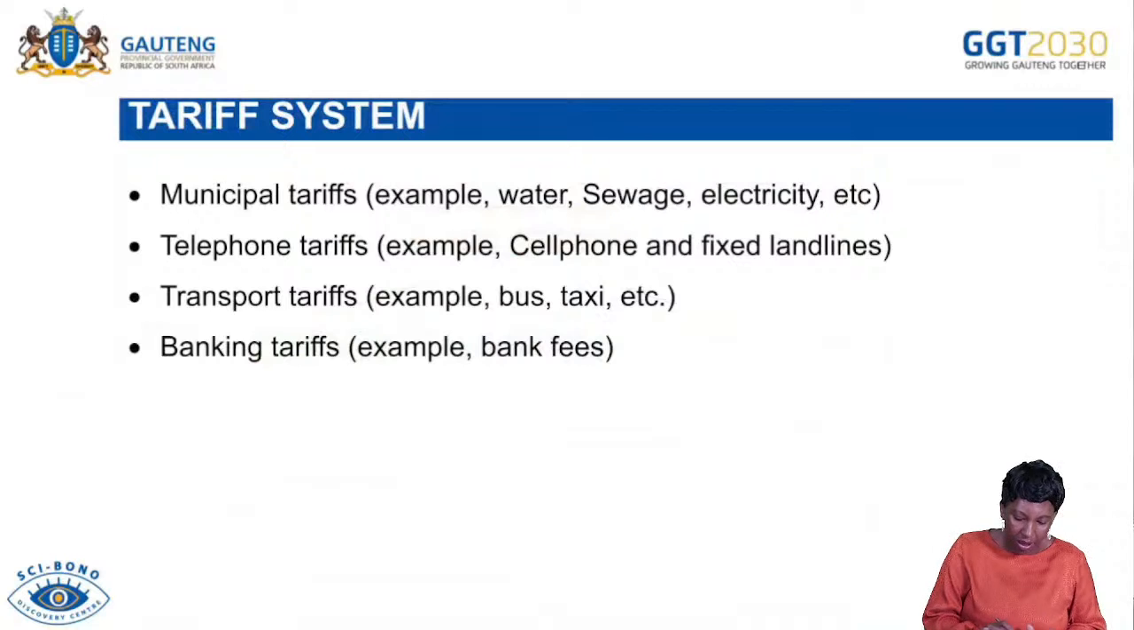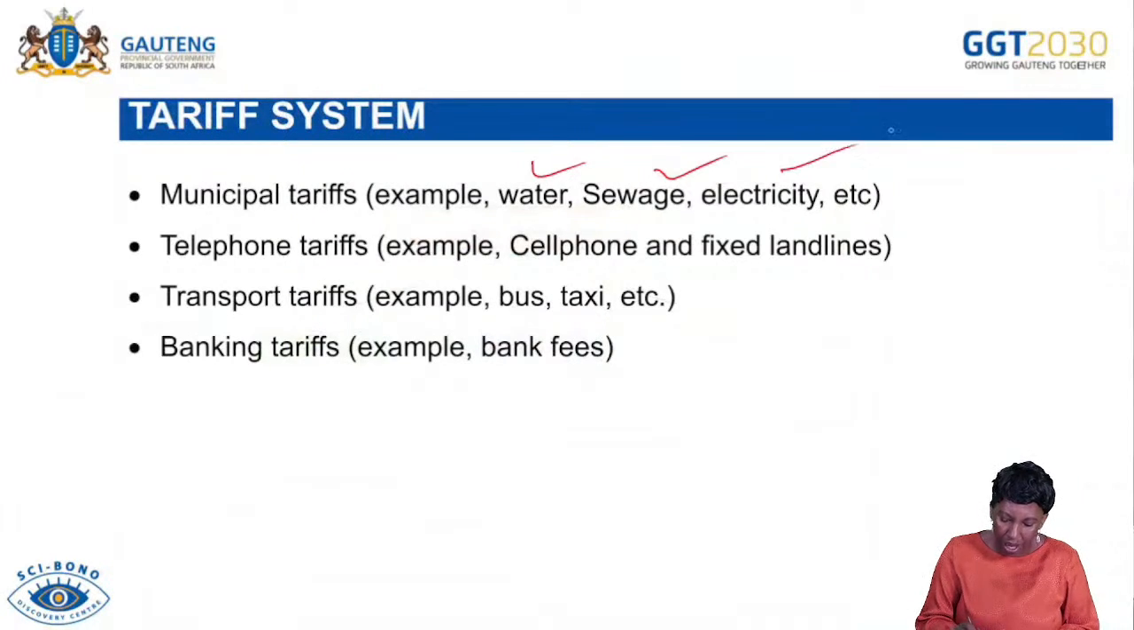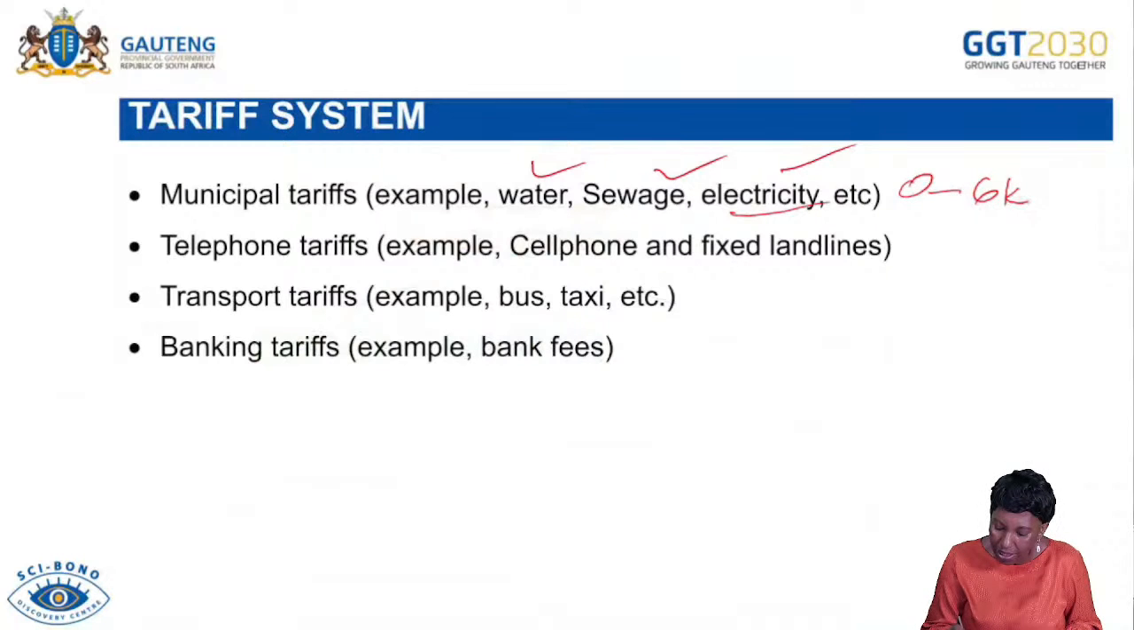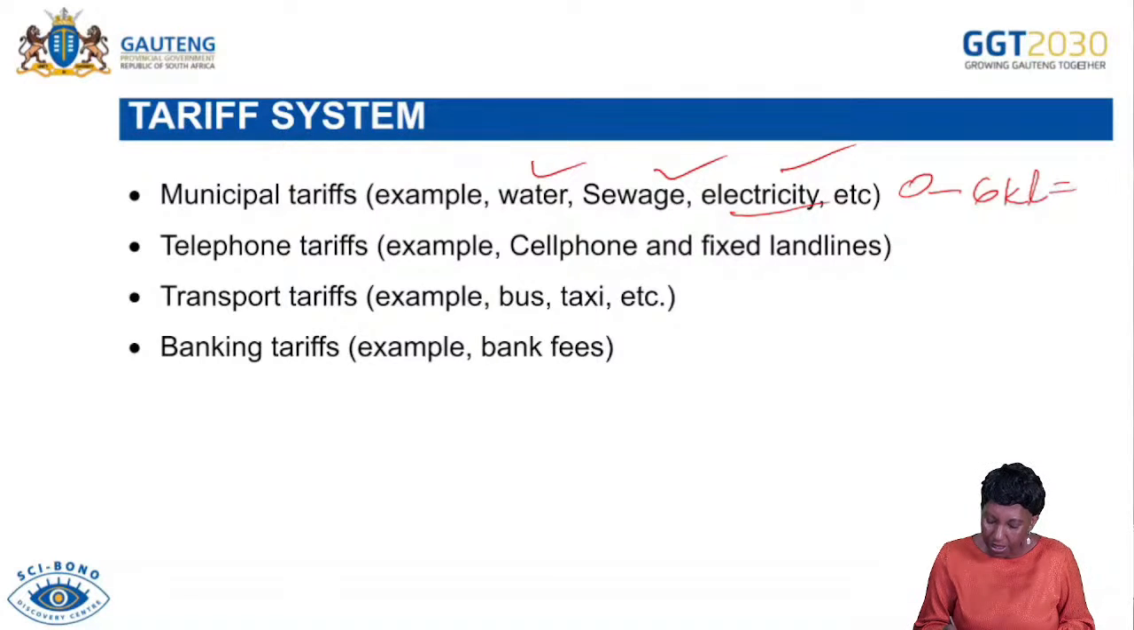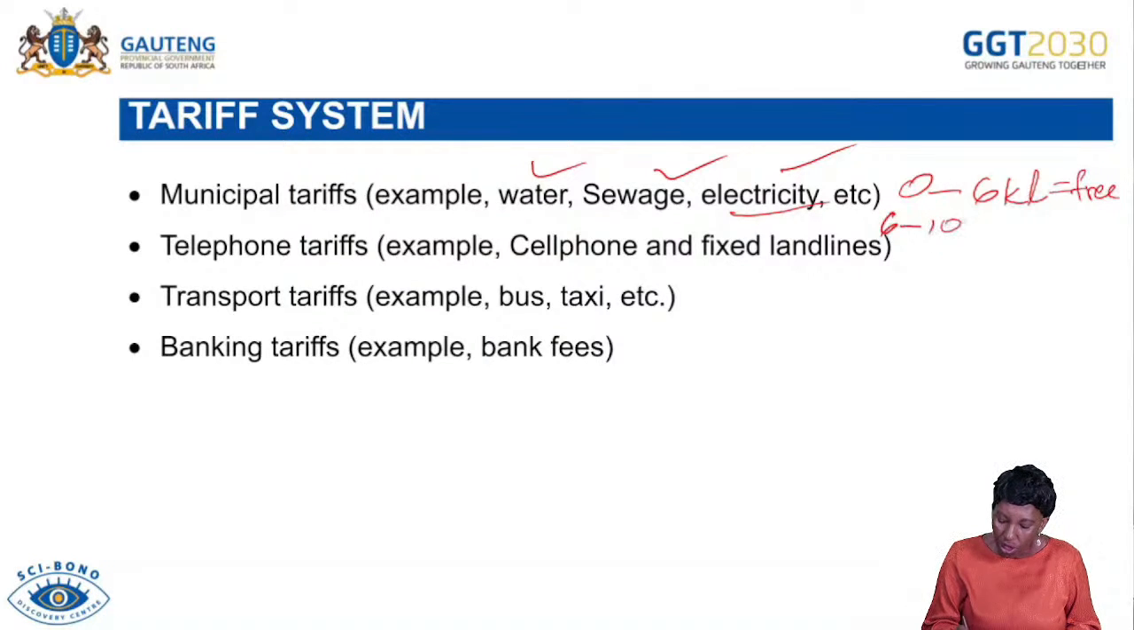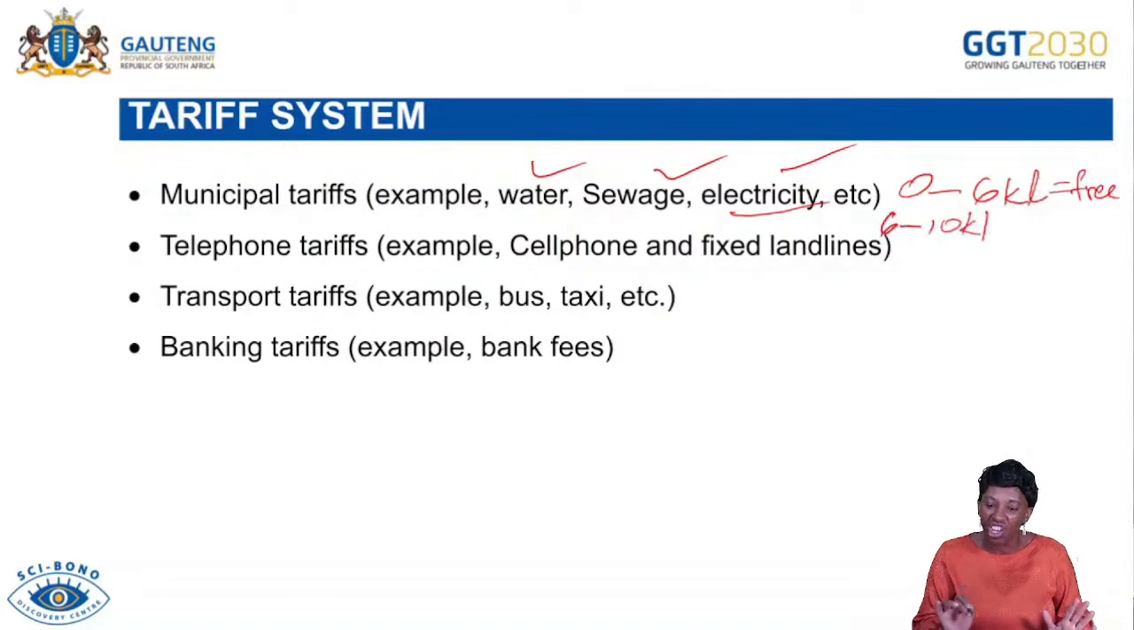I've already explained the tariff systems, the municipal tariff systems. We have the water, the sewer, and the electricity. And for the water and the electricity, remember what are they using? They're using the sliding scale. What am I referring to? They will say 0 to 6 kiloliters. For 0 to 6 kiloliters, it is how much, free, or maybe they're charging you. It's a sliding scale, so now 6 to 10 kiloliters, how much are they charging us?